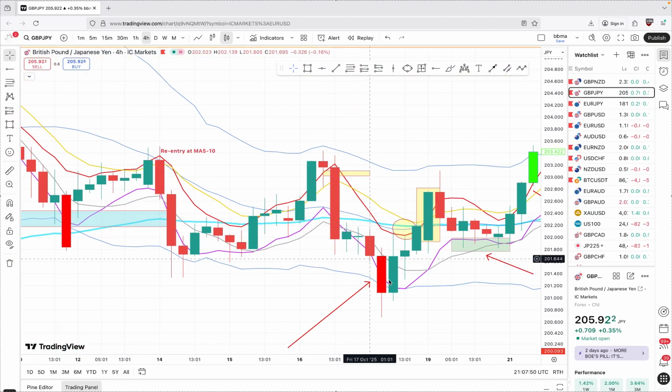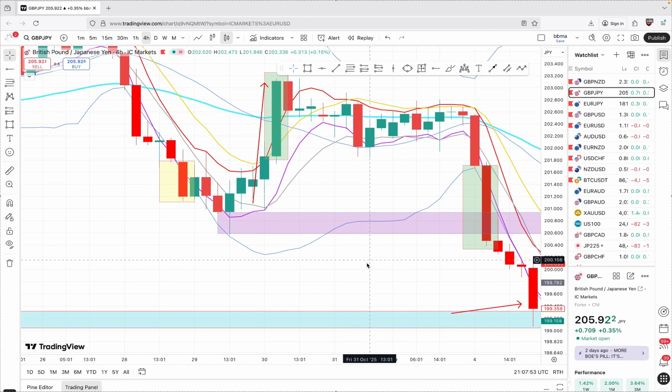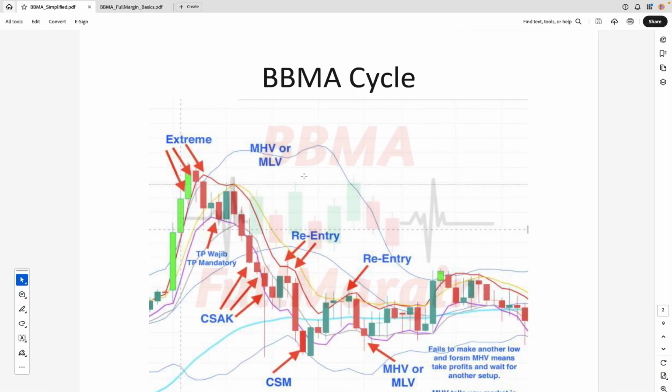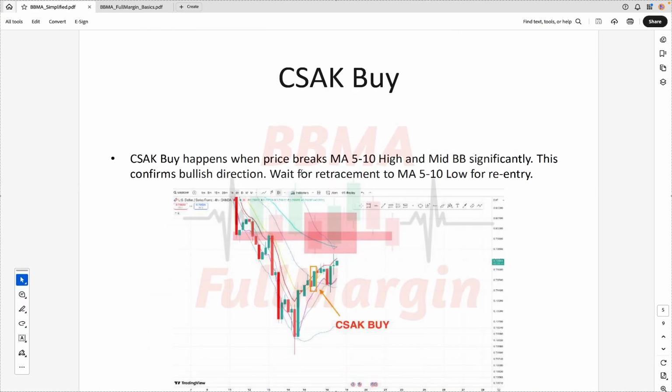So I will quickly write it down over here. I already wrote it. Good. So CSAK is already explained. CSAK buy: see over here, from bearish to bullish, it shifts. So it's shifting. USD CHF, if you see today, it already broke these zones and everything. Because see over here, it's shifting the trend. This is CSAK buy. After CSAK buy, there is a re-entry.